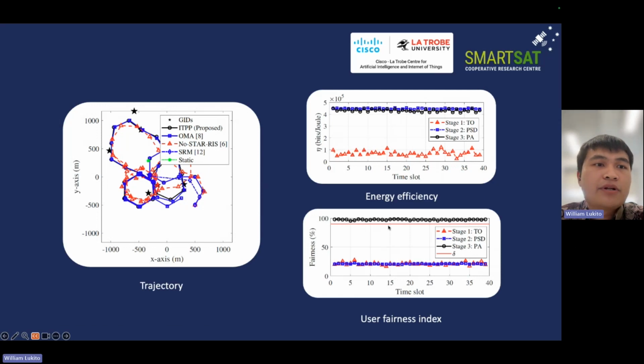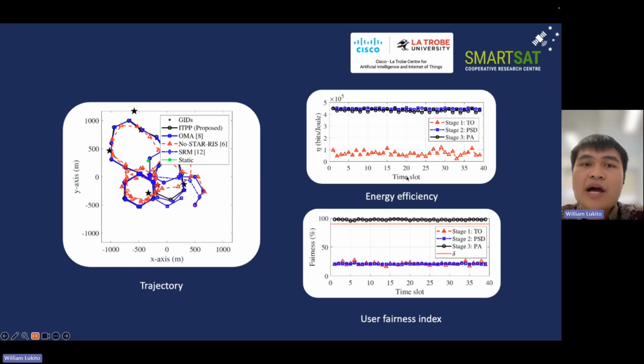As for the optimized trajectory, here is the trajectory comparison. The optimized trajectory exhibits a smooth movement profile and remains within the designated flying boundaries. Therefore, this proves that our strategy does not violate the flying regulation constraint.